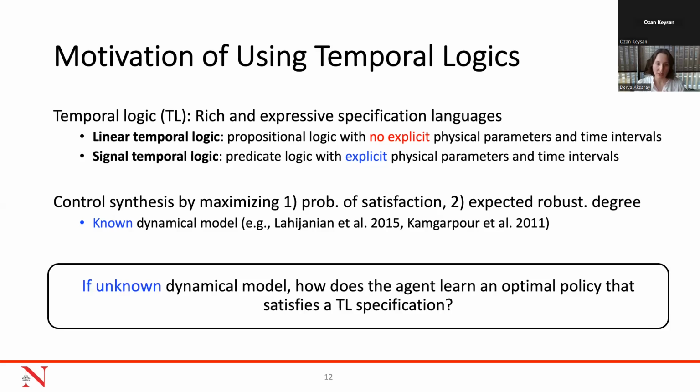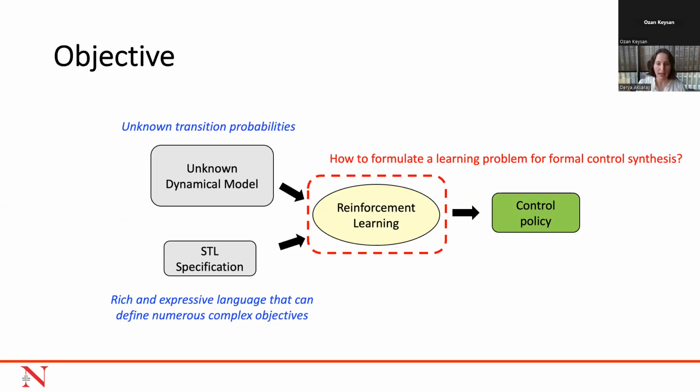But the question is, if the dynamical model is unknown and there's an objective as a temporal logic formula, how does the agent learn an optimal policy in the case of this unknownness? And this is indeed the objective of my research. So I am going to consider a system with unknown transition probabilities. And in terms of objective, I will not consider a standard sum of reward, but the objective would be an STL specification, which can express a very rich and complex behavior. And then I'm going to show how to formulate a learning problem with formal guarantees, like satisfying this STL formula.